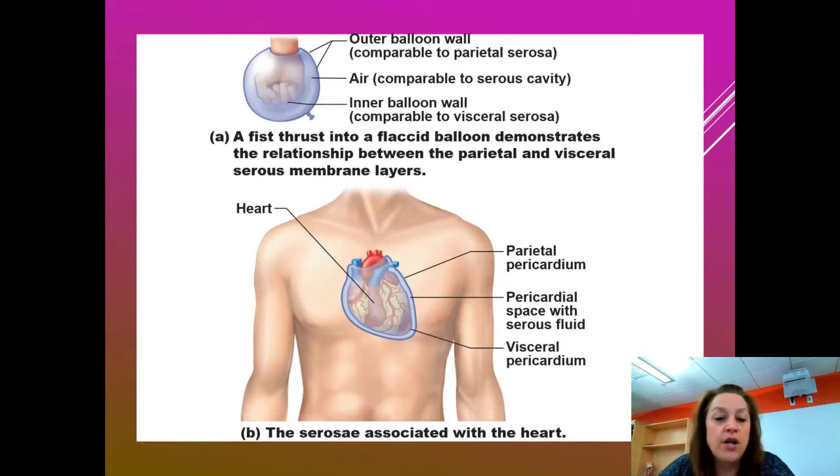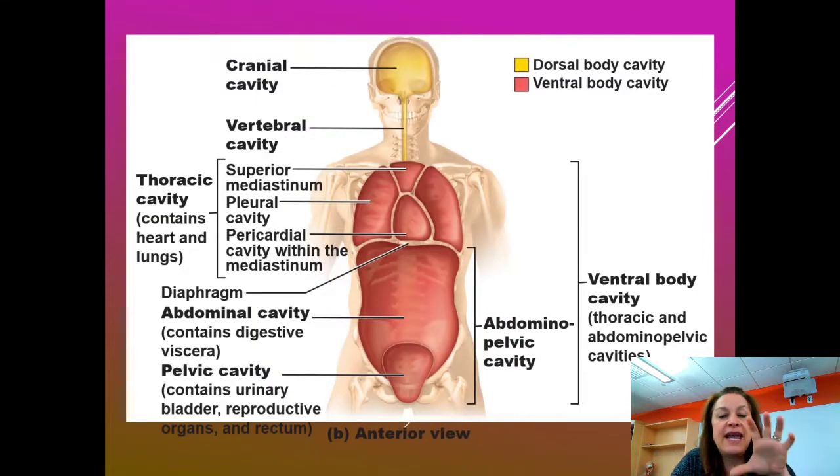So when we look at the heart, you'll see there's a heart, a little layer of blue, pericardial space, and what's called the parietal pericardium. So the heart has the visceral pericardium around it, the pericardial space, and the parietal pericardium. The pericardial space has serous fluid in it. Each of these cavities has that double membrane system with fluid in between.